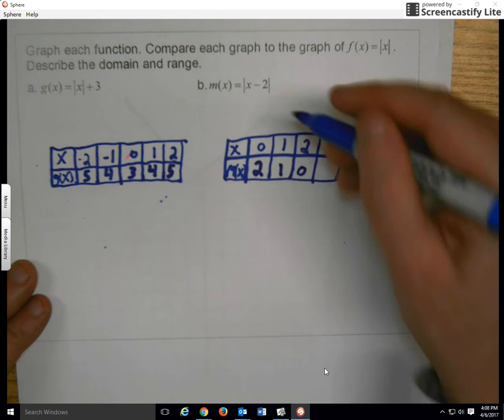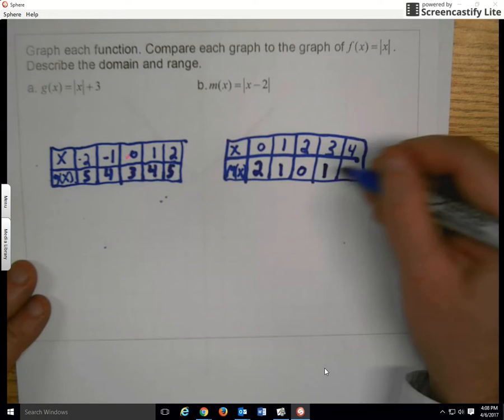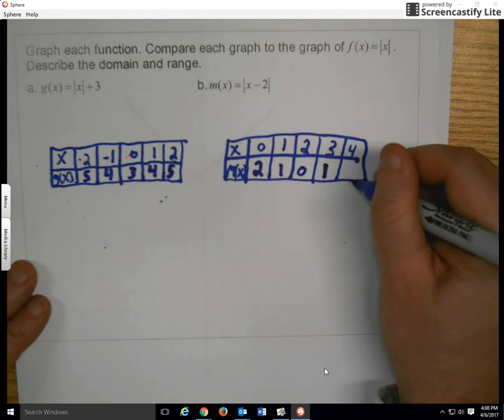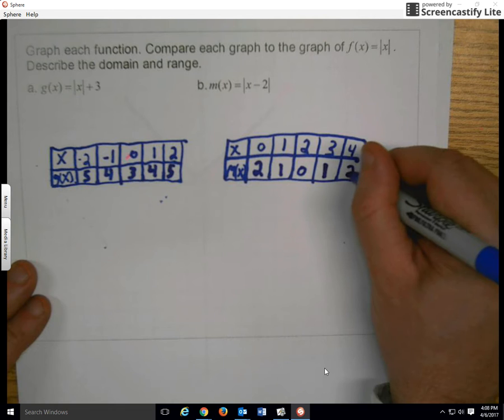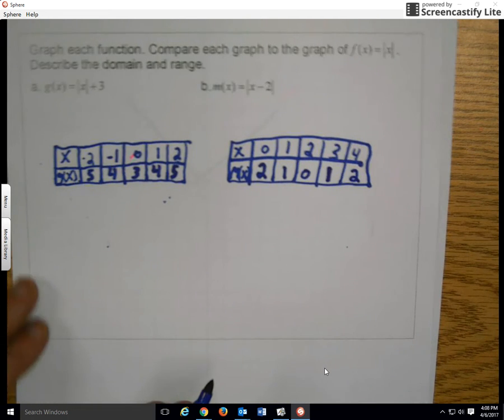3 minus 2 would be 1. 4 minus 2 would be 2. So we have these filled in. Now let's go back to this one, and let's see what it'll look like as a graph.